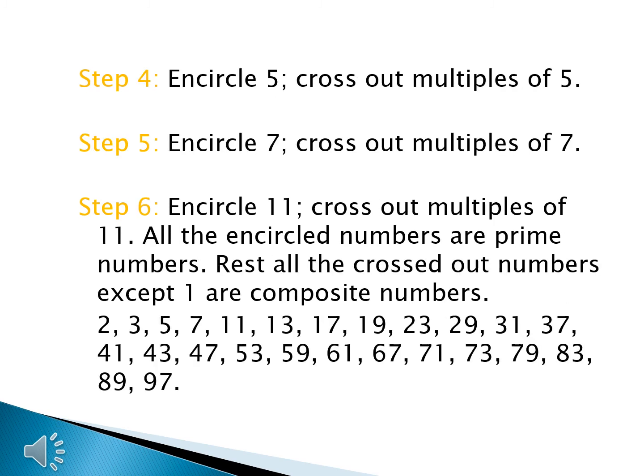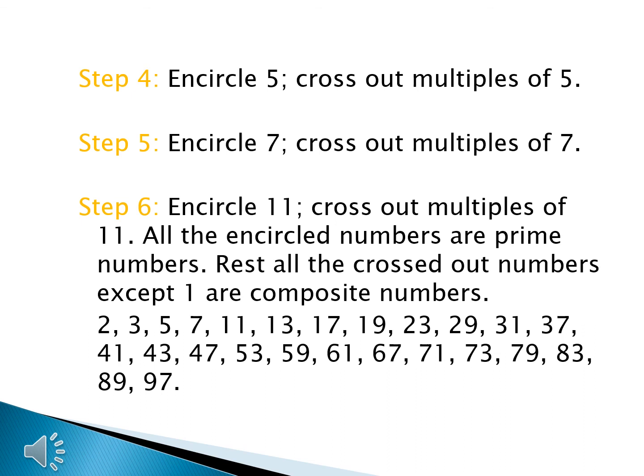Step 4. Encircle 5. Cross out the multiples of 5. Step 5. Encircle 7. Cross out the multiples of 7. Step 6. Encircle 11. Cross out multiples of 11. Now all the encircled numbers are prime numbers. All the rest of the crossed numbers except 1 are composite numbers.